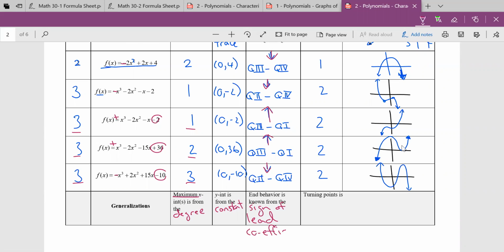So I'm out of room there. I got to squeak it in at the end. It's the room. That's the room. It's the sign of the lead coefficient.